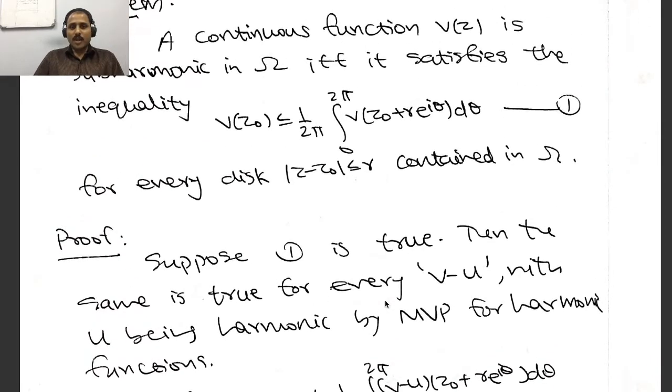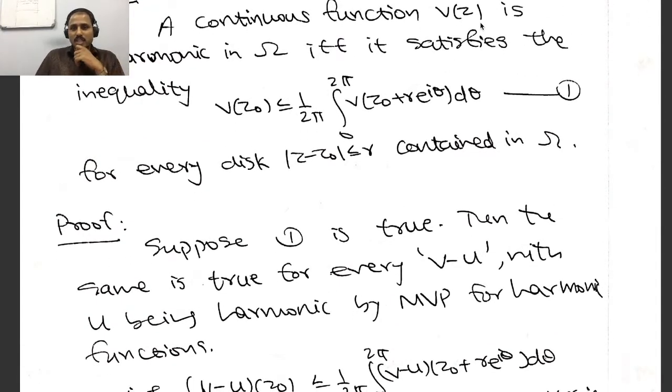Now another very important theorem: a continuous function v(z) is subharmonic in omega if and only if it satisfies the inequality v of z0 is less than or equal to 1 by 2 pi integral 0 to 2 pi v of z0 plus r e raised to i theta d theta. You can see that this is an inequality version of the mean value property. In the mean value property, that is, for harmonic functions, we have equality here. If we had equality, it was a harmonic function. In the last video, we saw that a harmonic function is characterized by the fact that it enjoys the mean value property. So a subharmonic function enjoys the inequality here.